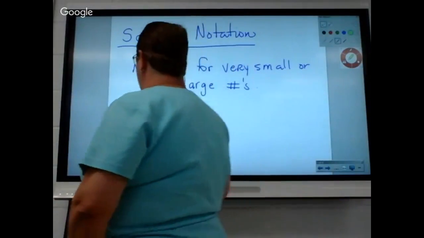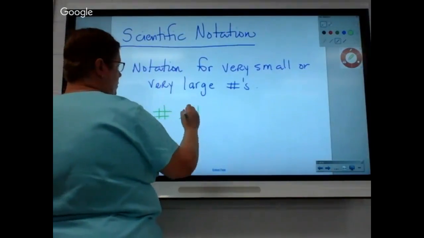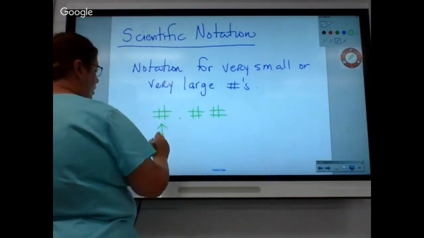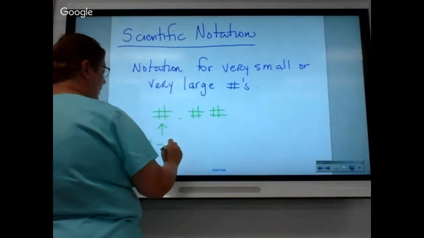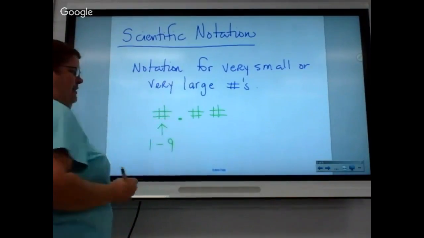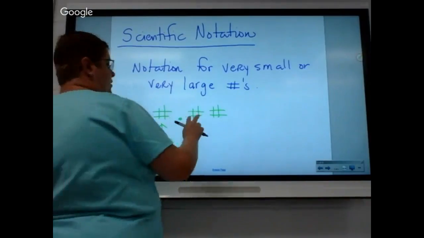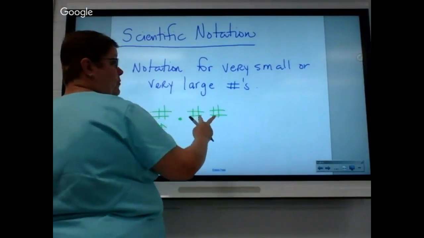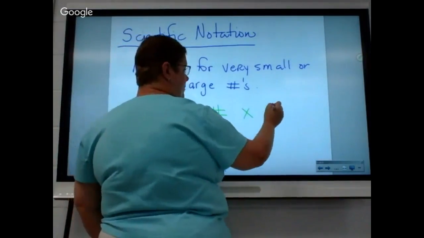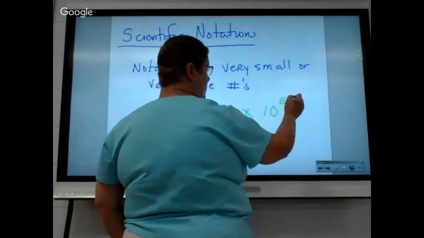Now, scientific notation is always going to have a number between 1 and 9, and then it will have a decimal. These numbers can be as many numbers behind the decimal as you want. And times 10, and it will have an exponent.